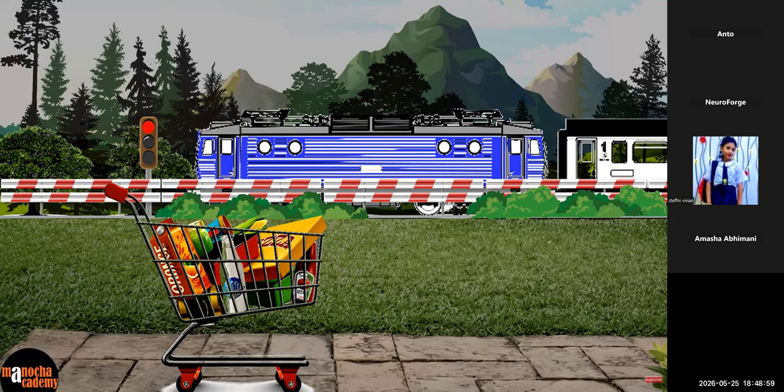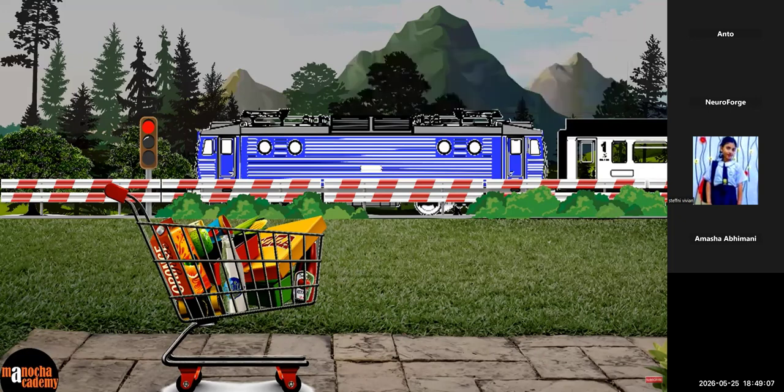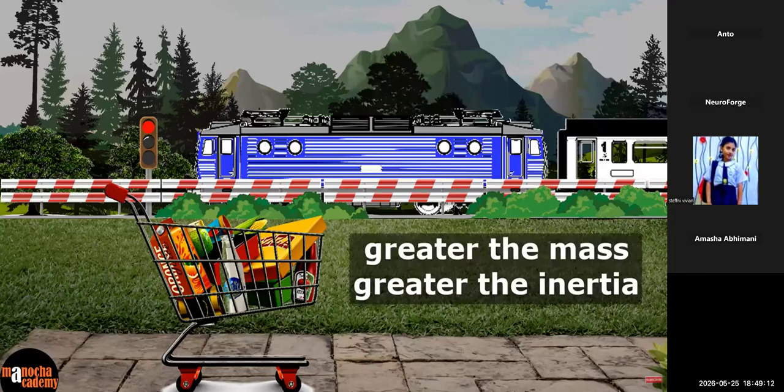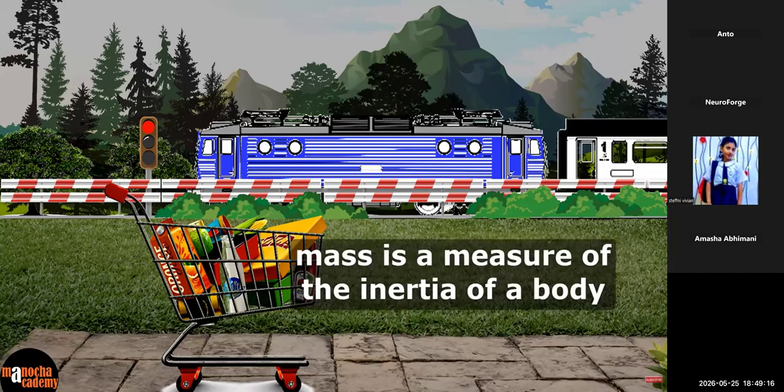Obviously, it is more difficult to move the train as compared to the shopping cart, as the train is much heavier than the shopping cart. So inertia depends on the mass of the body. Greater the mass, greater will be the inertia. In fact, we say that mass is a measure of the inertia of a body.